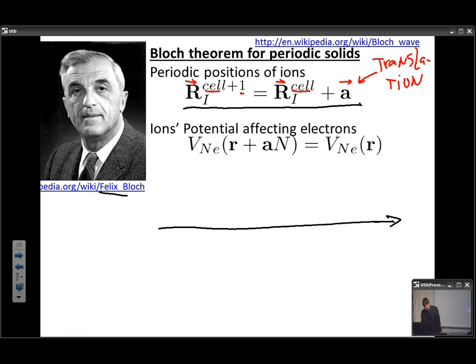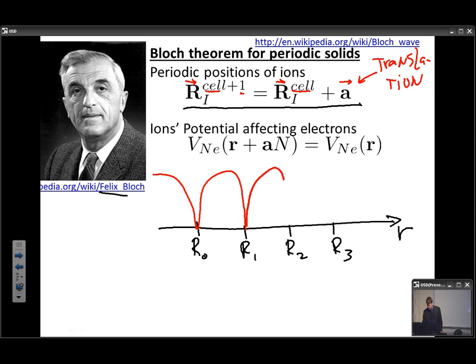So if we have one coordinate, one dimension, with positions of ions, then the potential, which is typically attractive near the ions, looks the same way near each ion. So this will be V_e, lowercase e. The potential of interaction between nucleus and electron.